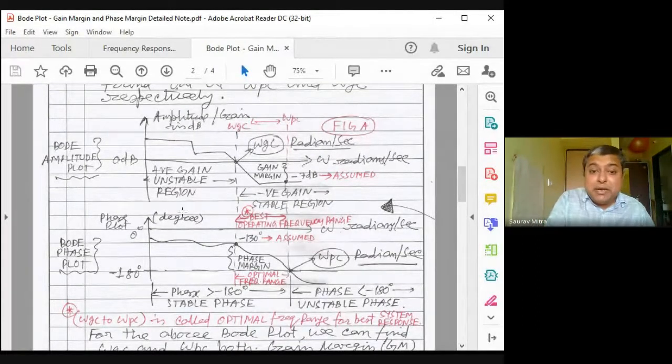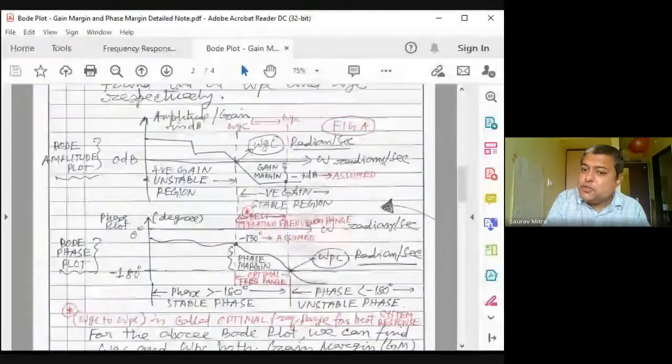So how much is the gain margin? Gain margin is calculated at omega PC. At omega PC, you find the system gain is minus 7 dB. How much more gain can you add before the system goes into instability? Another 7 dB. So the gain margin is 7 dB. That means whatever the gain at omega PC is, that much is the margin. It should be less than 0 dB. If it is already higher, that means the system is unstable. But at omega PC, gain should be negative.